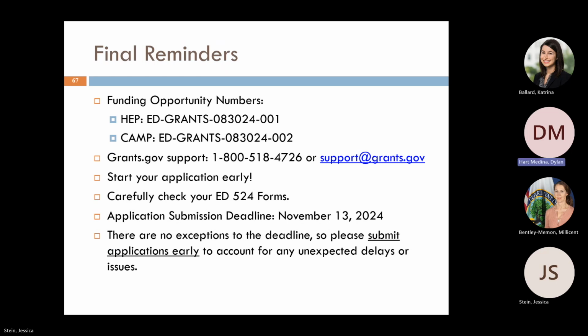At this time, we'd like to reemphasize a couple components. On this slide, you'll find funding opportunity numbers as well as the grants.gov support information for any questions on the uploading and submission of your application. We'd like to again encourage you to start your application early and carefully check your ED 524 forms. The application submission deadline is November 13th, 2024, and there are no exceptions to this deadline, so please be sure to account for any unexpected delays or issues.